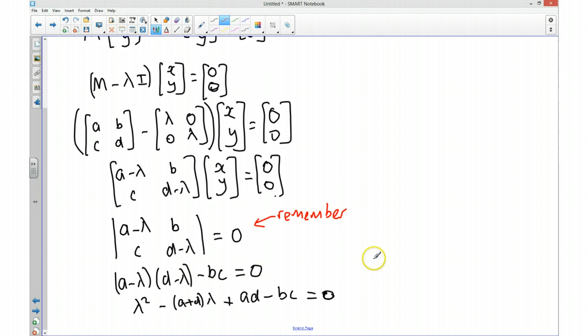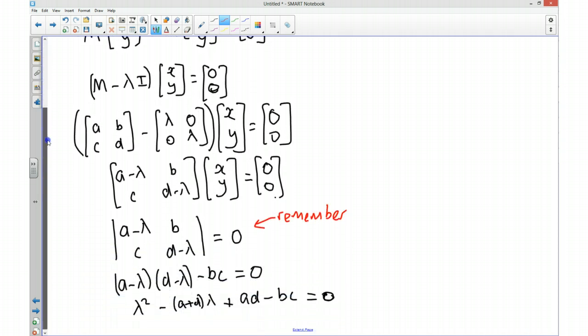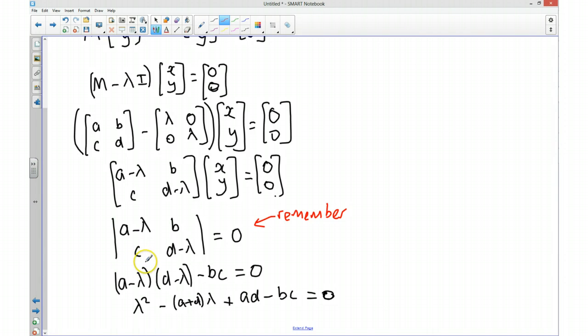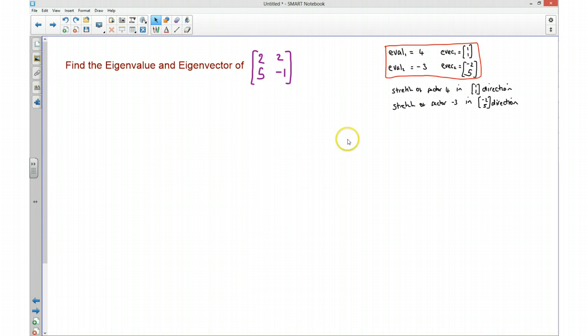Okay, so what we're going to do is we're going to use this idea to work through our previous problem so that we can discover what our eigenvalues are. Once we know our eigenvalues, we'll have a look at how we can then use that to find our eigenvectors. Okay, so the situation that we had before was we were trying to find the eigenvalues and eigenvectors of this matrix here. Okay, I'm just going to tidy this up a little bit to give us a little bit of room, and we'll leave this here to remind us of our previous solutions.